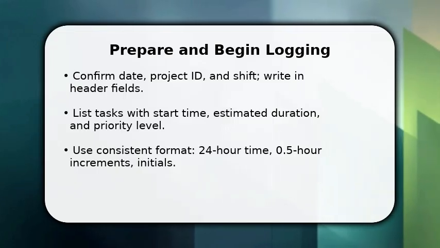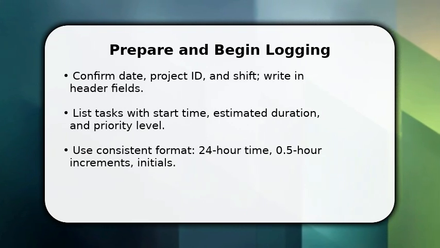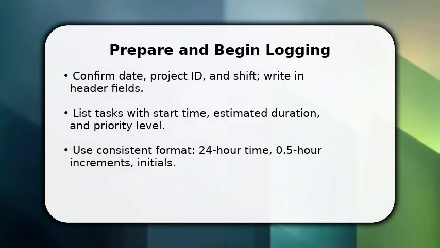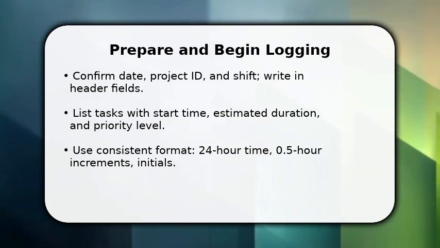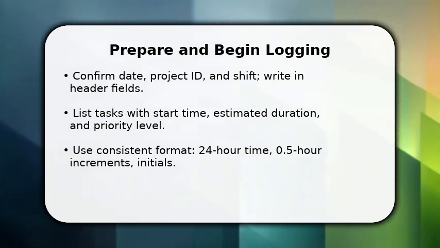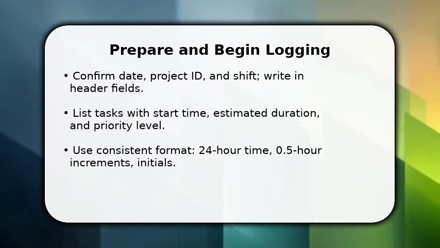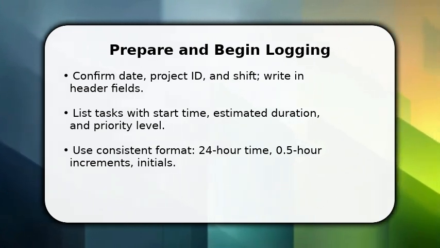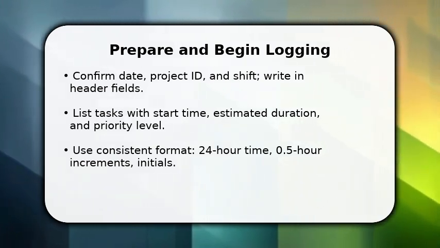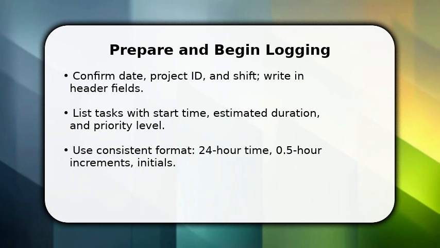You start by filling the header, date, project ID, and your initials so entries are traceable. Once done, record the first task with precise start time and an estimated duration. This keeps totals accurate. Make sure to mark priority to guide later reviews. Use 24-hour time and half-hour increments to reduce rounding errors.